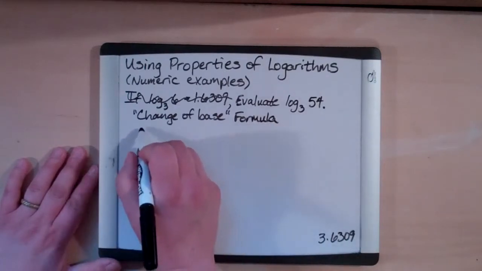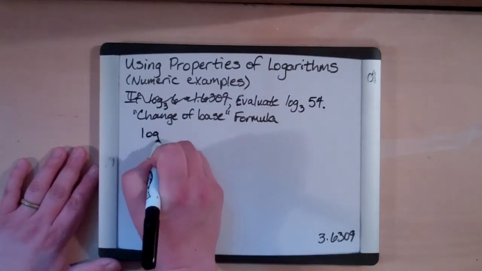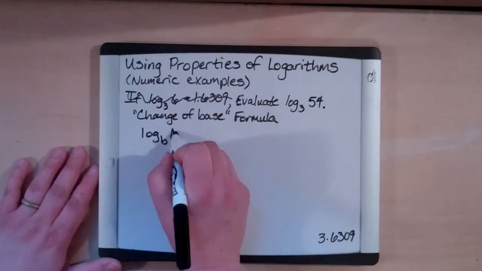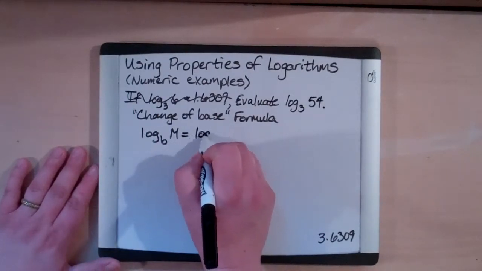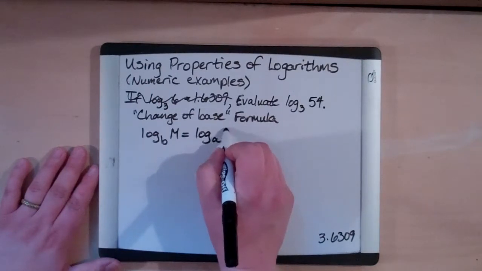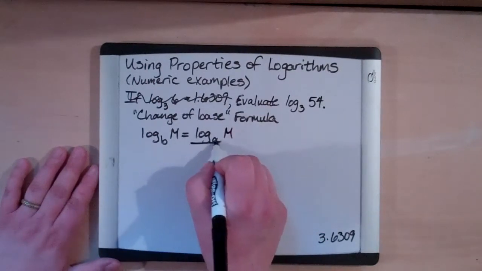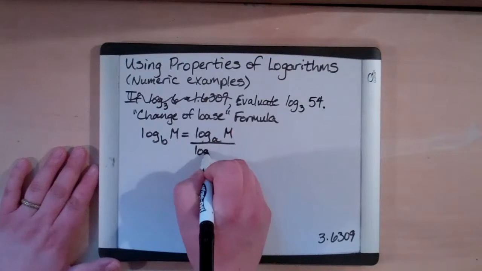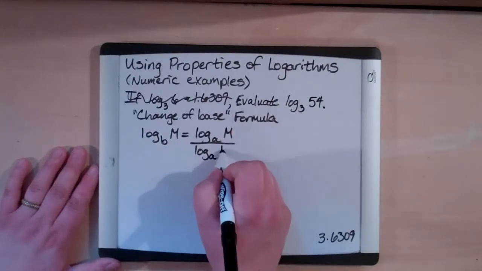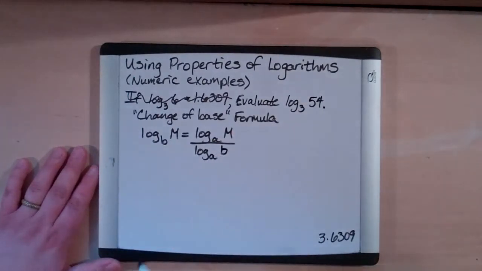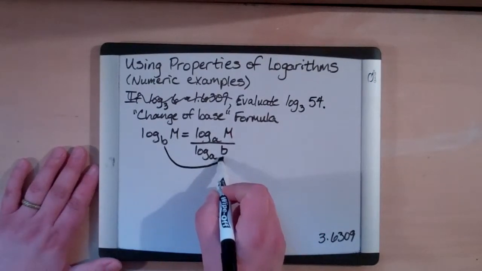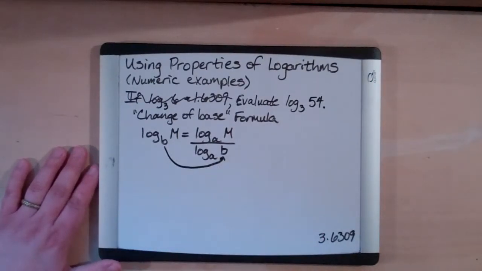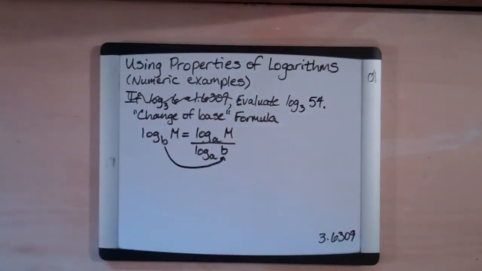And what that looks like is this. I have a log with a base b of the number m, and it's going to equal log with a base a of the number m divided by the log of base a of the number b. And notice that this base b shows up here in the bottom, in the denominator, and at this point you don't know what a is.